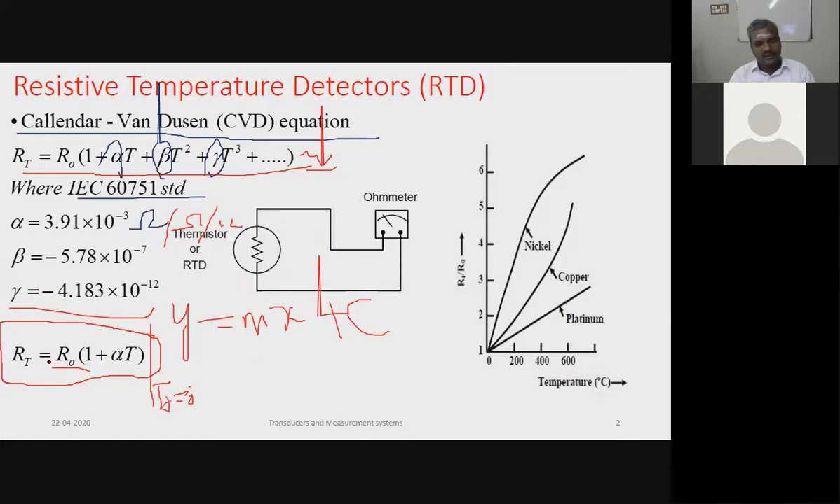Here RT is nothing but resistance at a particular temperature. R naught is nothing but resistance at the initial value, or at 0 degrees Celsius. We regularly calibrate the RTD at an R naught value of 100 ohms, at T naught of 0 degrees Celsius. Alpha actually varies from 0.00388 to 0.004. So these are the various characteristics.